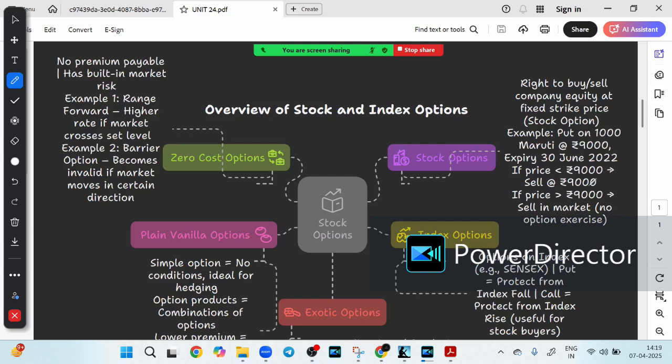Right. So suppose the price falls below 9,000. Then you exercise the option and sell at 9,000. And if the price exceeds 9,000, you simply sell in the open market. No option exercise. Simple. It is quite simple, because put means what? Selling. Just, you have a put option.